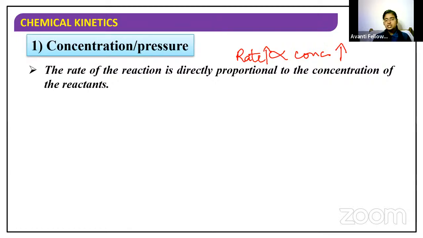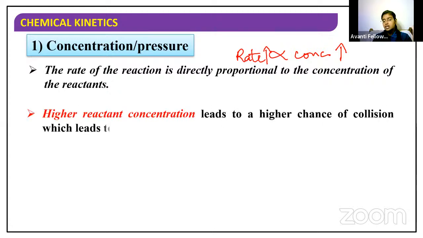Got it. So if the concentration is more, it means reactant molecules will be more. Concentration is nothing but the strength, no? So higher reactant concentration leads to a higher chance of collision, which leads to a higher rate of the reaction. Okay. So what happens when the number of particles is more?